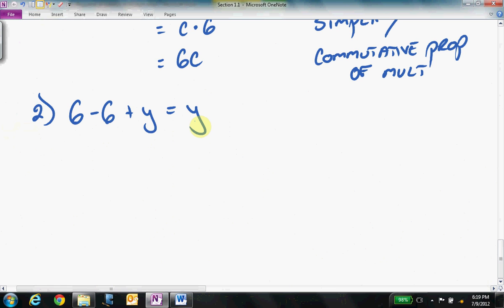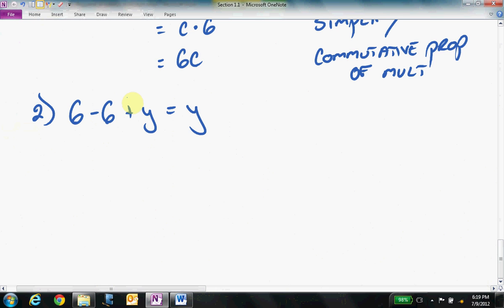And we can see we've got subtraction and addition. And I know sometimes it's really kind of logical here. 6 minus 6 is 0. 0 plus y is y. Say, Mr. C, I understand this, but it's basic math. You are using these properties, and I really want you to think about what properties you are using.